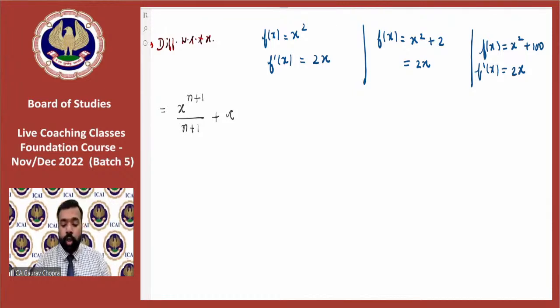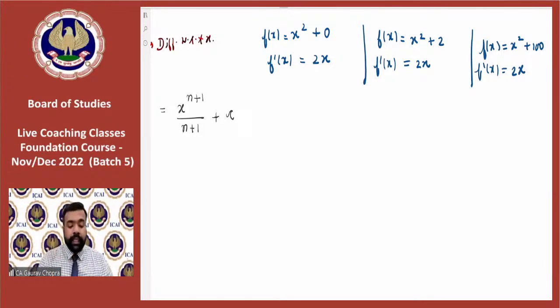Differentiation of a constant is always equal to 0. That is why in each case we changed the constant. In the first case there was no constant, that means the constant was 0. In the second case the constant was 2, and in the third case the constant was 100, and we got the same result.